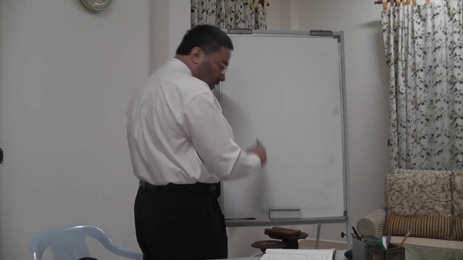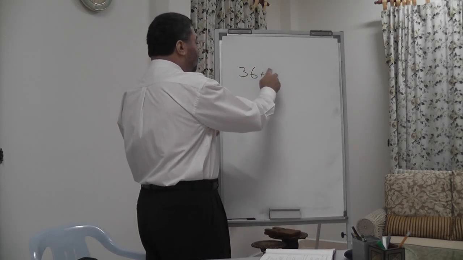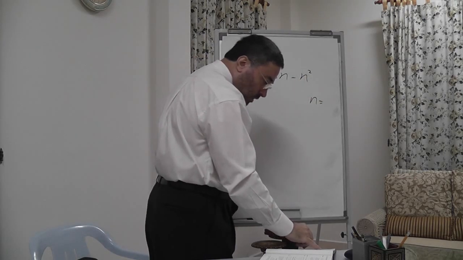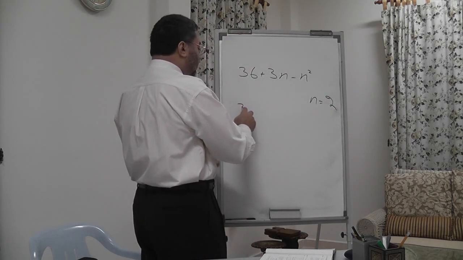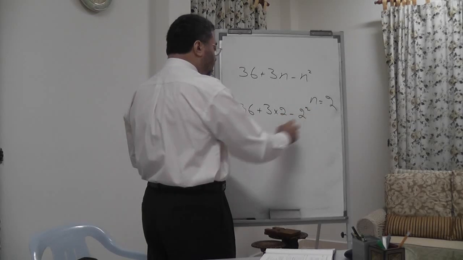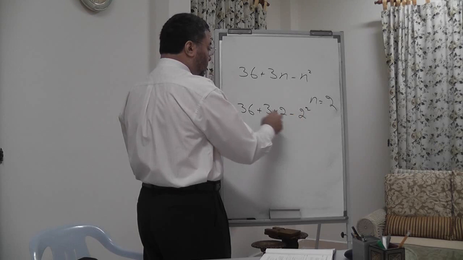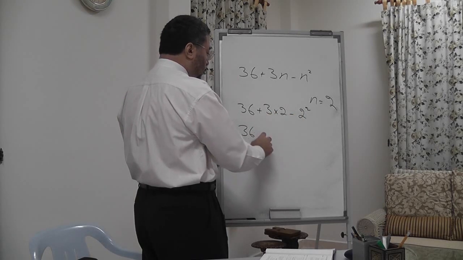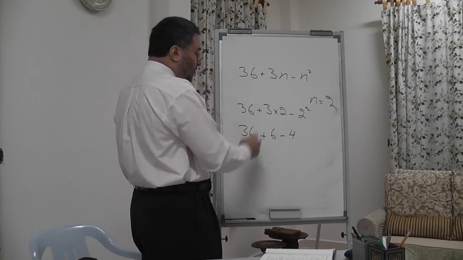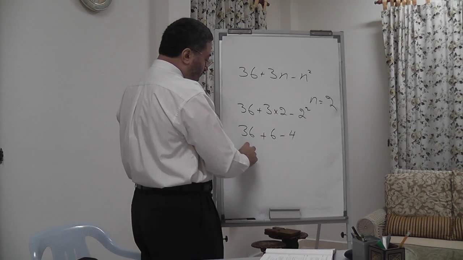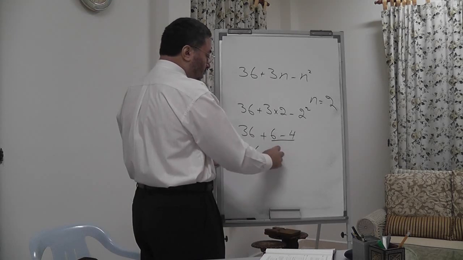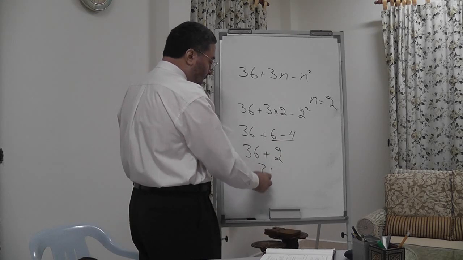Number 44, 36 plus 3n minus n squared, and you are evaluating this for n equals 2. 36 plus 3 times 2 minus 2 squared. Again, we do this operation first, and with this at the same time, 36 plus 6 minus 4. We can do the addition and then minus, or we can minus these two. So we have 36 plus, doing the minusing here, 6 minus 4 is 2, and that will be 38.